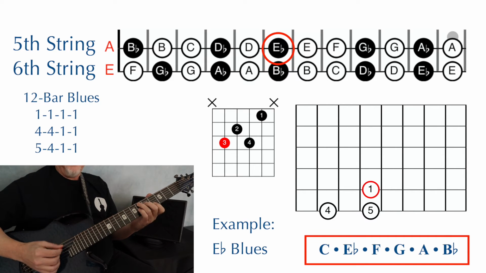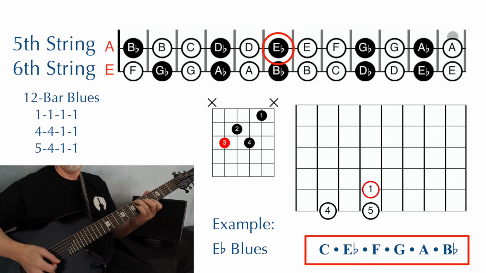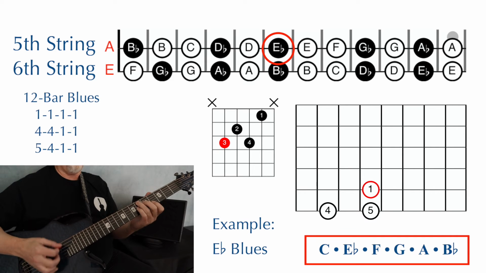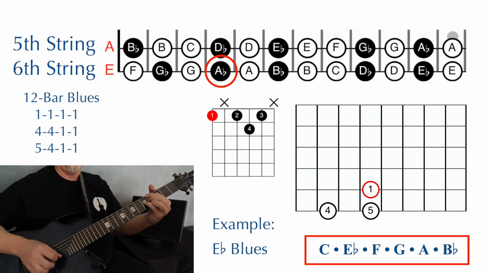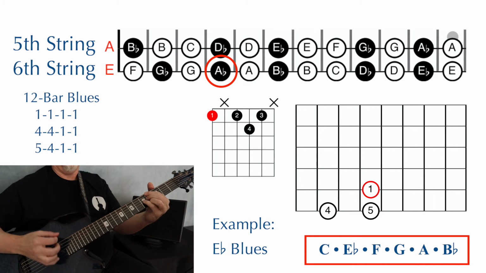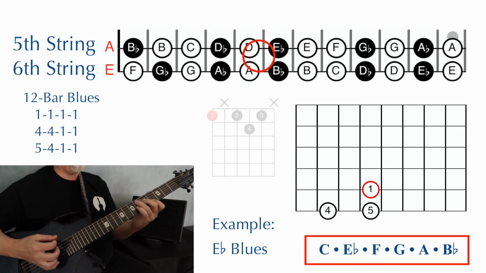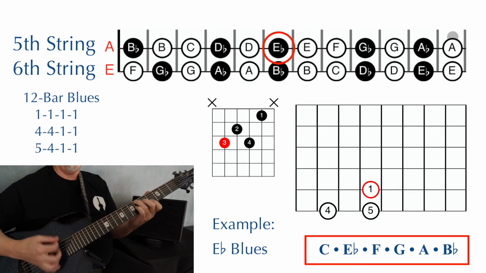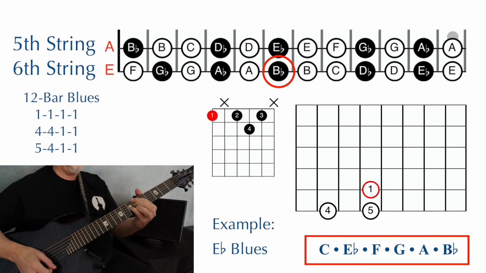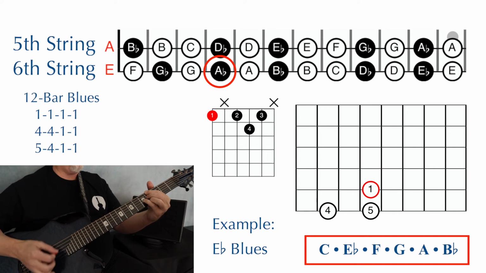4 bars of 1, 2, 3, 4, 2 bars of the 4 chord, 2 bars of the 1. Now 5, 4, and 1.